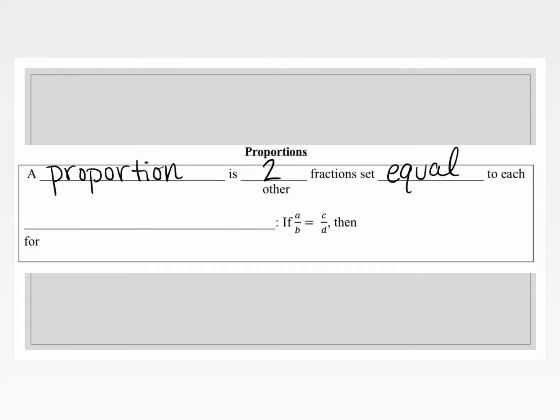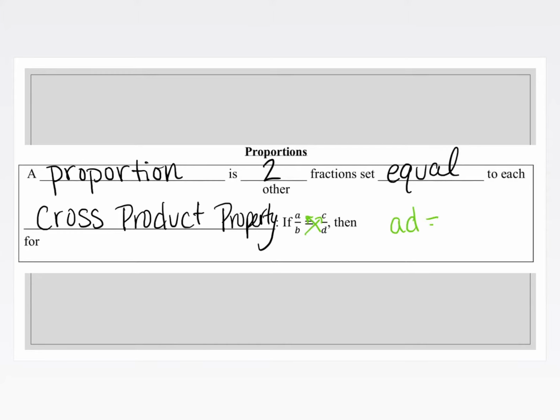So speaking of the cross-product property, we learned about that in Topic 1. So just for review, if we have, and again, we're going to use variables here, but we would replace them with numbers, or we'd probably see them with numbers in some examples that are coming up. If A divided by B equals C divided by D, then if we cross multiply, AD, or A times D, is going to equal B times C.